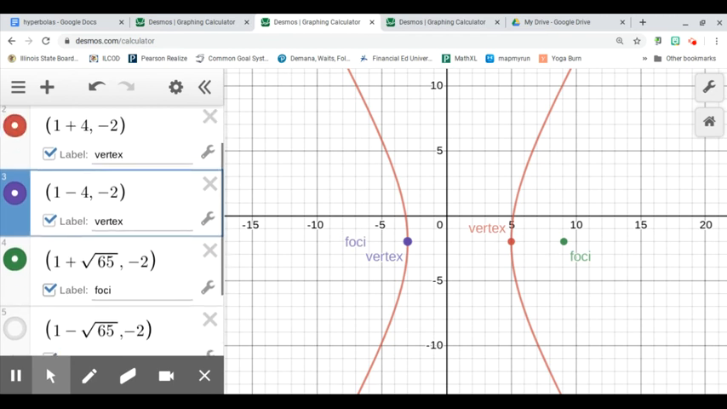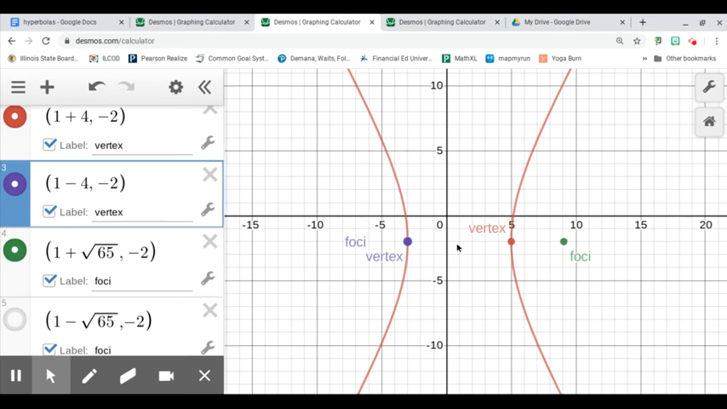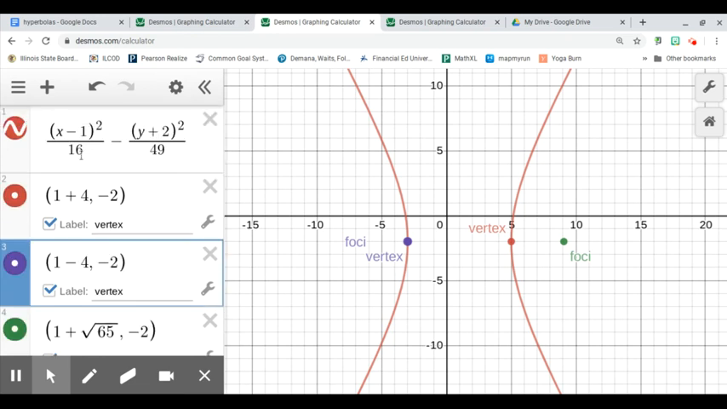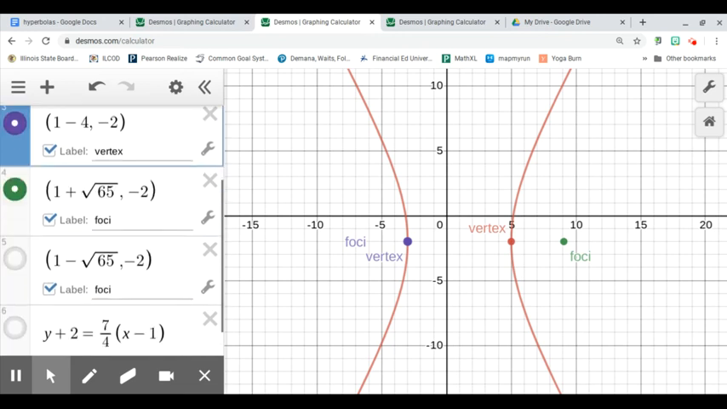Okay, so a focus is found from the center, c units in either direction, depending on the direction of the opening. All right, 65, square root 65. Where am I getting these numbers? To get that focus number, you take a squared, which is 16, and you add it to b squared, which is 49. 16 plus 49 is 65. Take the square root of it, and that's how you get the location of your foci.